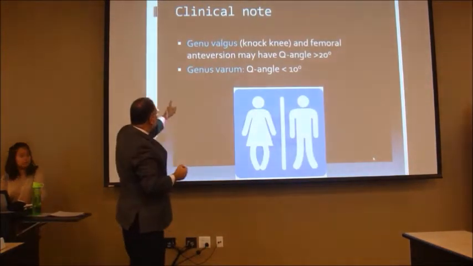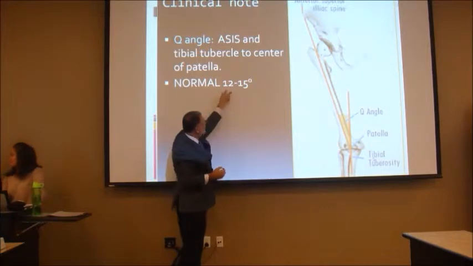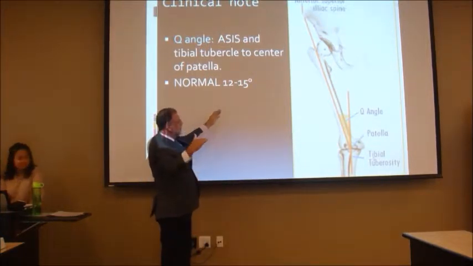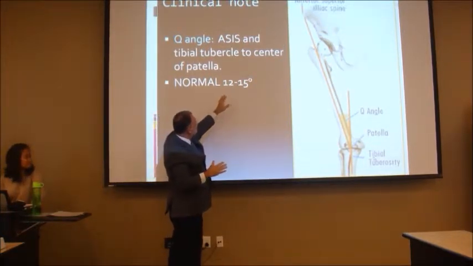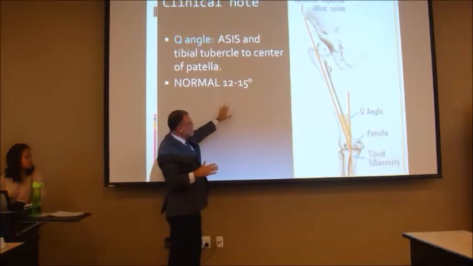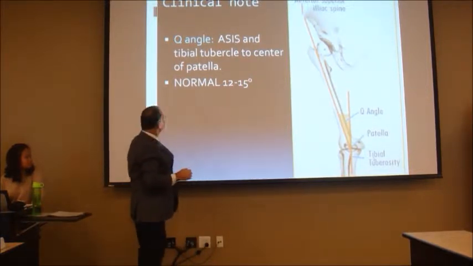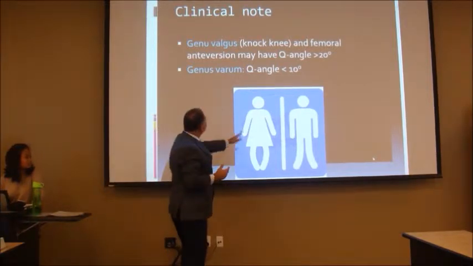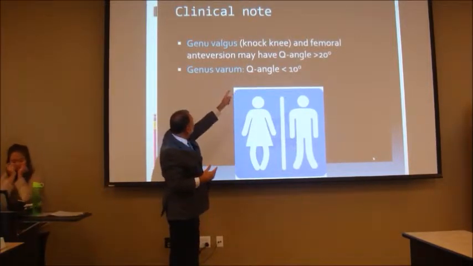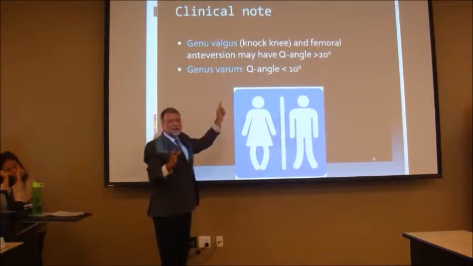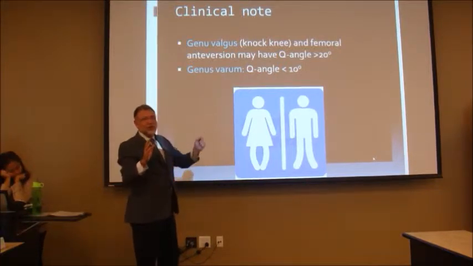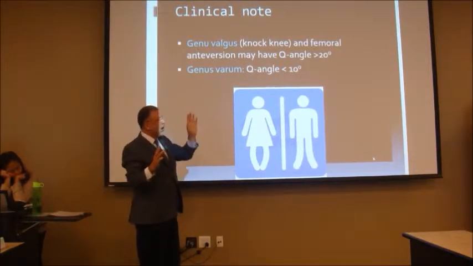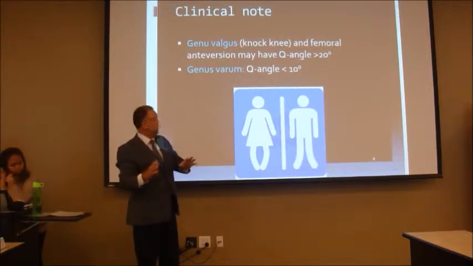So the normal is, like it says there, 12 to 15, but some authors may go a little bit higher. The Q angle is larger in females than males. So the way to remember this, as it says there, Q angle over 20, you think about genu valgum as the first diagnosis, and other possible situations having femoral anteversion.